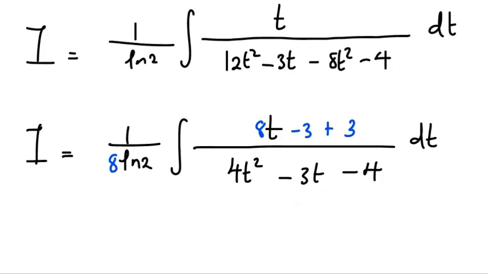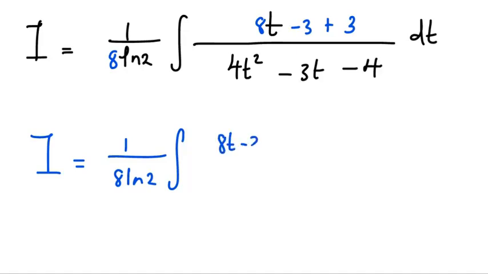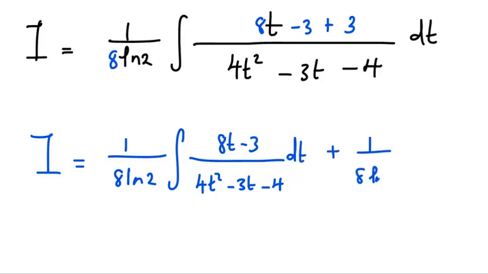Okay, now I'm going to show you guys the reason for this trick. Okay, so this is going to be equal to splitting the denominator time. So this is going to be the integral of, so here we have 8t minus 3 divided by 4t squared minus 3t minus 4, and then the dt, and then plus 1 all over 8 ln of 2 multiplied by the integral of, so here we have 3, right, divided by 4t squared minus 3t minus 4, and then the dt.